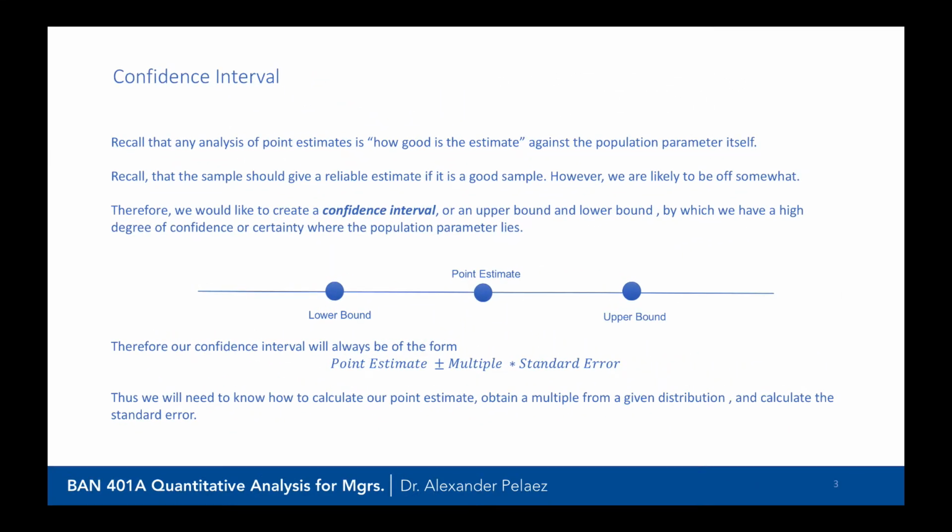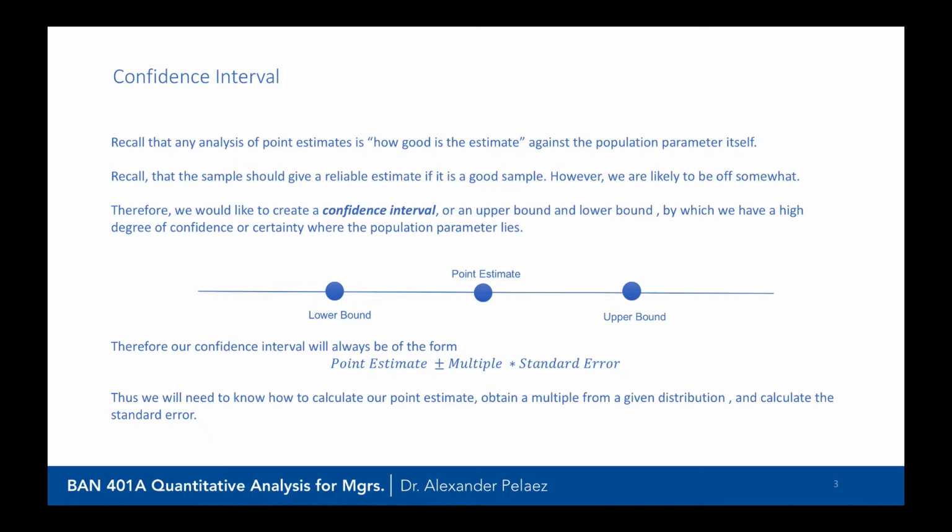Remember that any analysis of point estimates is about how good the estimate is against the population parameter itself. If it's good, then we can understand something about the entire data set. If it's not good, then it's pretty much useless. Recall that the sample should give a reliable estimate if it is a good sample, but we are going to be somewhat off. Therefore, we want to create a confidence interval, or an upper bound and lower bound, by which we have a high degree of confidence or certainty where the population parameter lies.